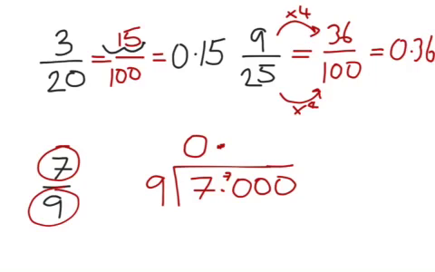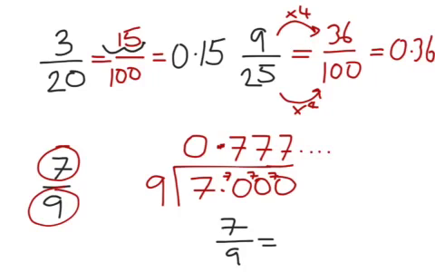Does 9 go into 70? Yes, it does. 7 times, remainder 7. Does 9 go into 70? Yes, it does. 7 times, remainder 7. And this is going to continue on here. So what we can then write is 7/9 is equal to 0.777. Or in this case, I'm going to give it to 2 decimal places and write it 0.78. Oops. It's 2 decimal places.